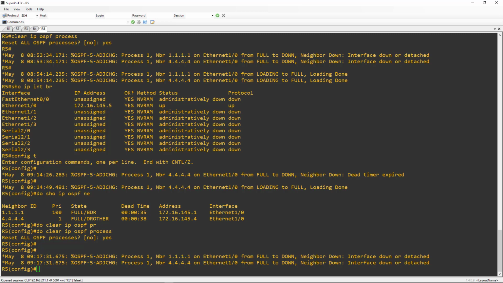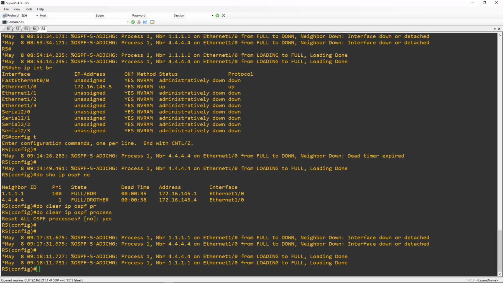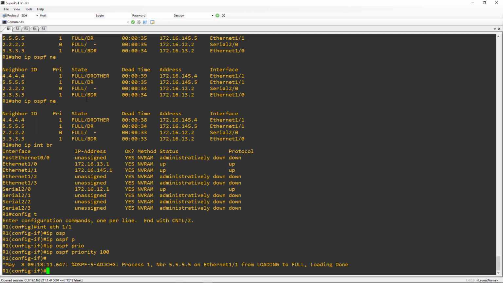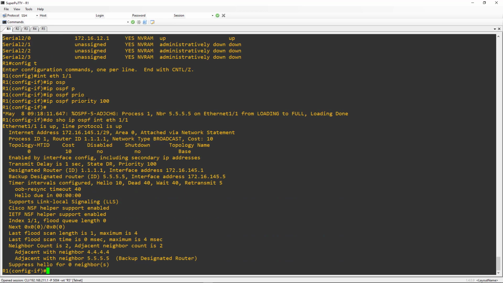And we only go into the two-way state because it's not a DR or a BDR, so we're going to stay in that two-way state. We still recognize that router 4 could potentially, well, in this case it couldn't be, but could potentially be a full peer, but in this case that's not going to be the case.